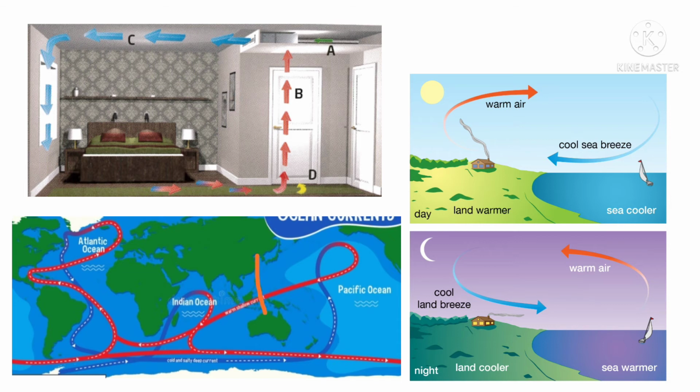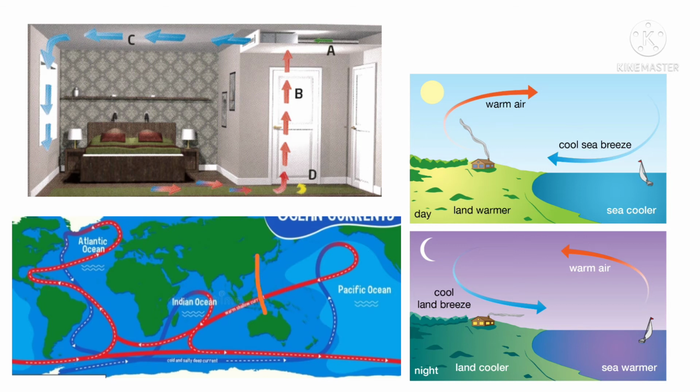Now, during the day, land warms up more than the sea. Why does it warm more than the sea? Because seawater is filled with lots of water. We cannot warm it at once. It takes time. So before that, land gets warm.